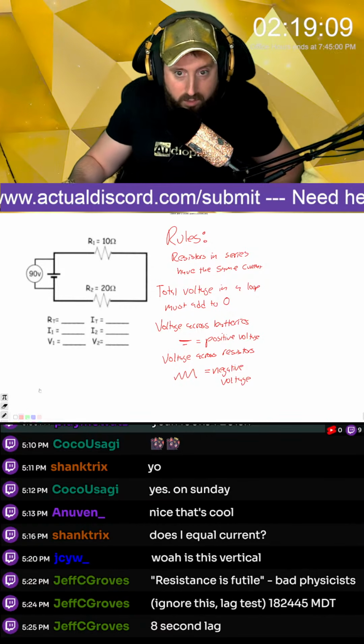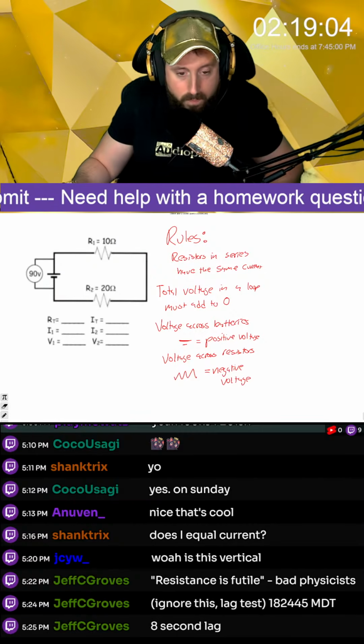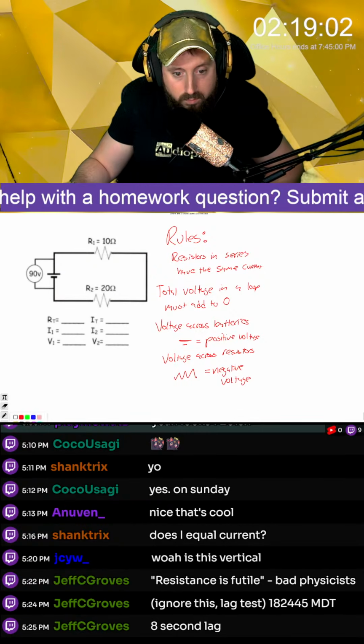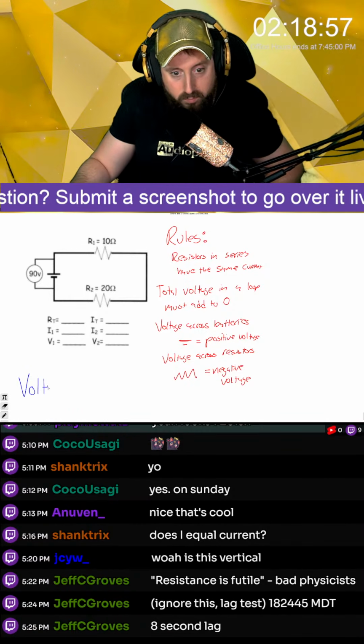So, let's look in the loop here, right? What happens? So, let's do the voltage loop in blue.